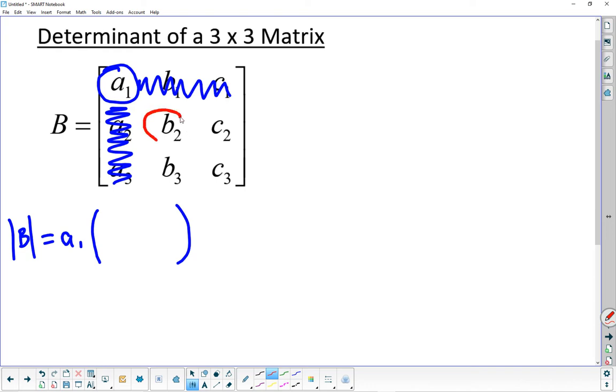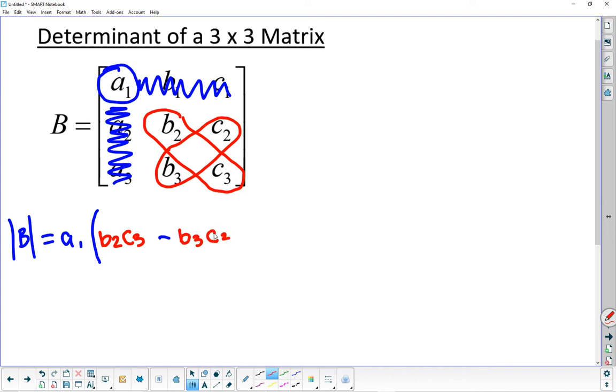So this is going to be B2 times C3, and then this is going to be subtracting the up diagonal, which is B3 times C2. Okay, and that is the first piece. Okay, and then the next piece, we're going to go ahead and do a subtraction.